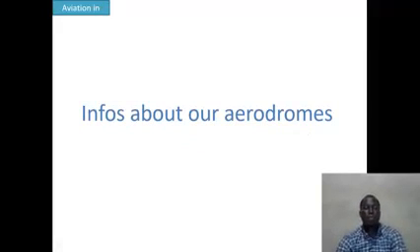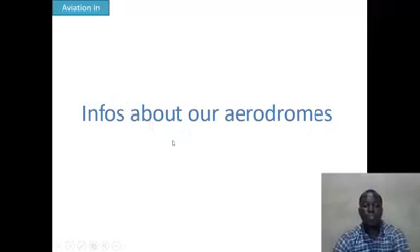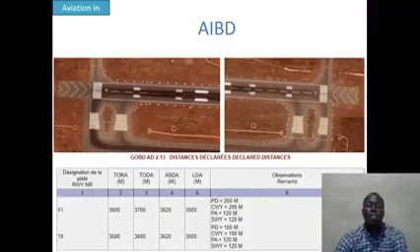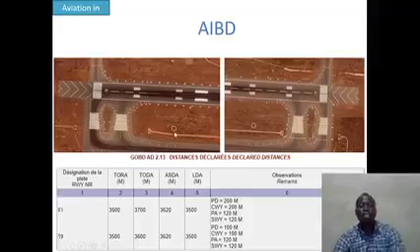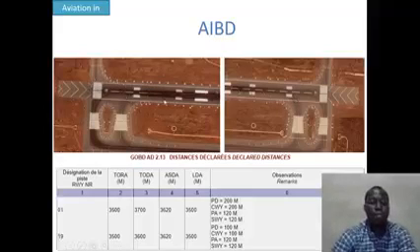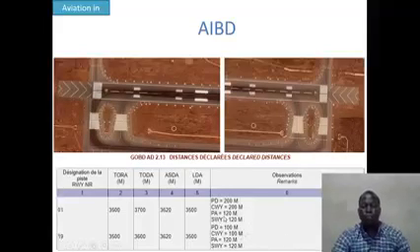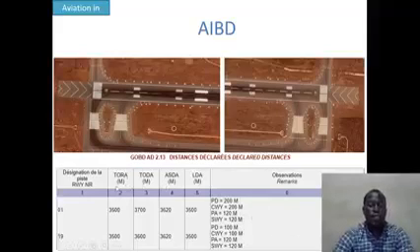So now let's have a look at some information about our aerodromes. In our main aerodrome, which is Blaise Diagne International Airport, we have on both sides, QFU 01 and 19, a stopway which is defined as 120 meters. Yes, so here you have it presented in the AIP.